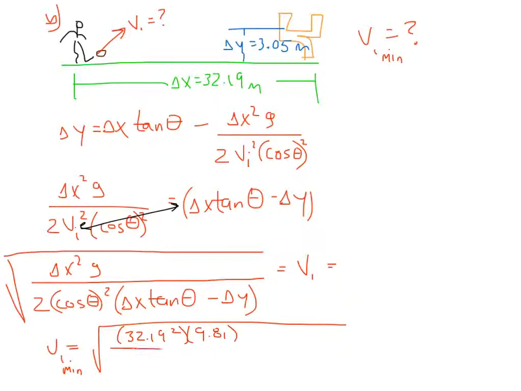Okay? Divided by 2 times the cosine of 50 squared times 32.19 times the tangent of 50 minus delta y. What is delta y? It's 3.05 minus 3.05. Now what I'm going to do is I'm going to put this, and I'll draw it in black so you can see it.